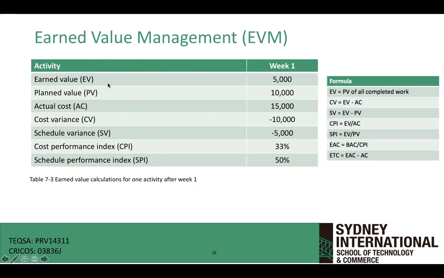It looks at earned value. What earned value means is how much work have we actually completed in dollar terms? We completed $5,000 worth of work. That's how much work I've actually earned. And what you do is compare how much work you've earned to how much you were planning to earn. I planned to earn $10,000, but I only earned $5,000.